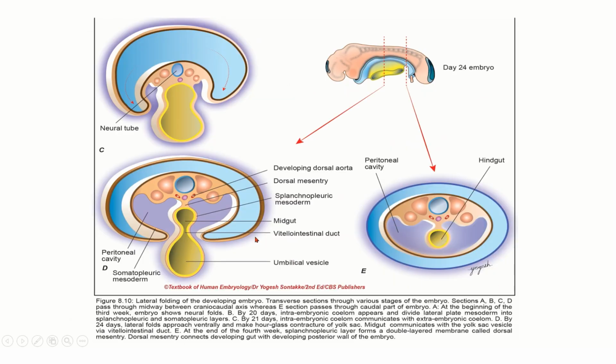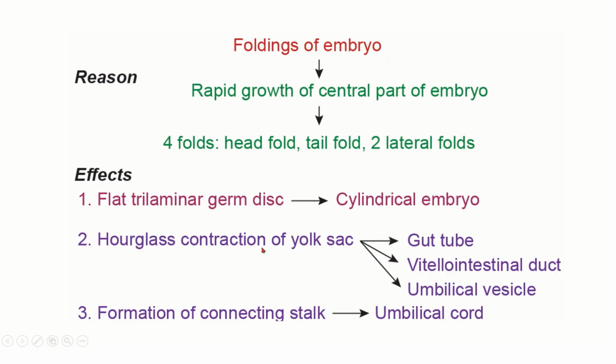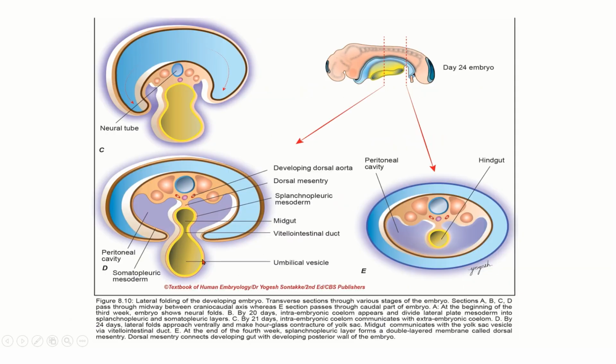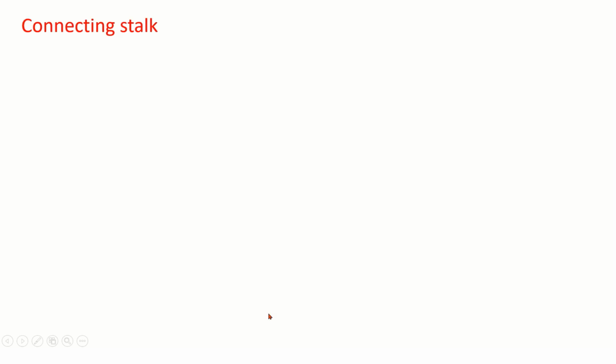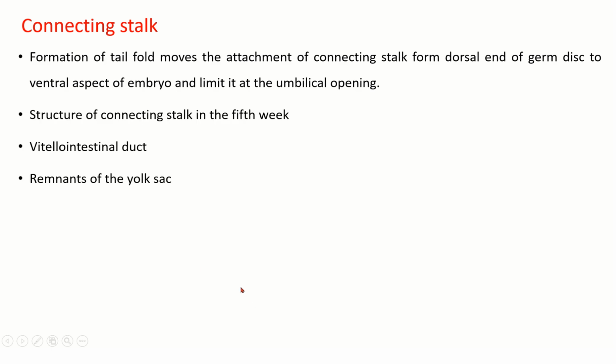Gut tube. So this is the gut tube being formed. Vitelline intestinal duct. So this is the connection between the gut tube and the umbilical vesicle, and the last one is the umbilical vesicle. Formation of the connecting stalk is the umbilical cord. Formation of the tail fold moves the attachment of the connecting stalk from the dorsal end of the germ disc to the ventral aspect of the embryo and limits it to the umbilical opening.